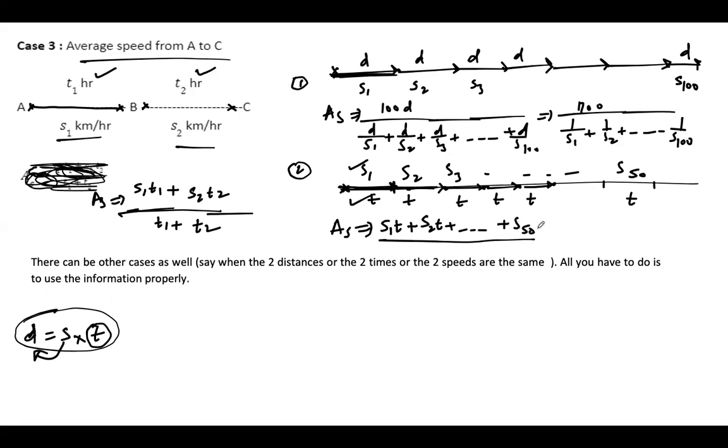So T will be common, divided by total time. What is the total time? It's 50 T: T plus T plus T, 50 times. So if you take T common, it will get cancelled with this T. S1 till S50 divided by 50. Very good. This is how you should go according to what is being asked and what information is provided.